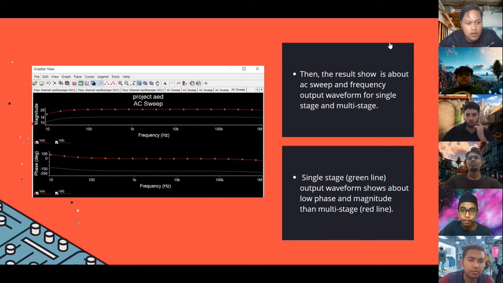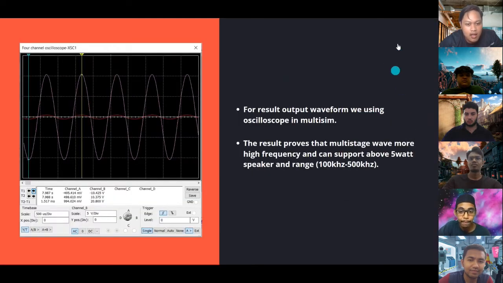This is a snipping tool about AC sweep. The result shown is about an AC sweep and frequency output waveform for a single stage and multi-stage. Single stage is the green line. Output waveform shows low phase and magnitude, then multi-stage is the red line. This oscilloscope generates the waveform, so this is using oscilloscope in multi-stage. The result proves that multi-stage has higher frequency and can support about a 5 volt speaker in the range of 1 kHz until 5 kHz.